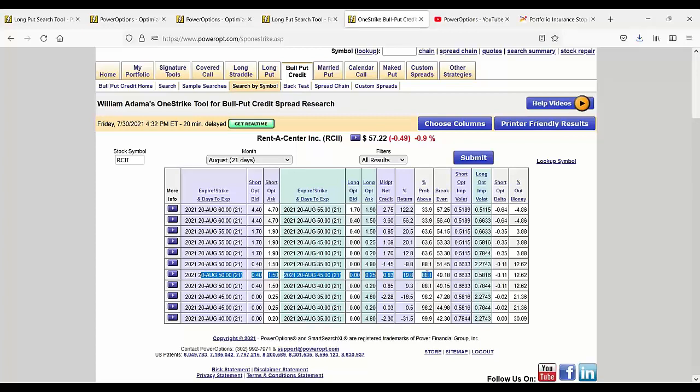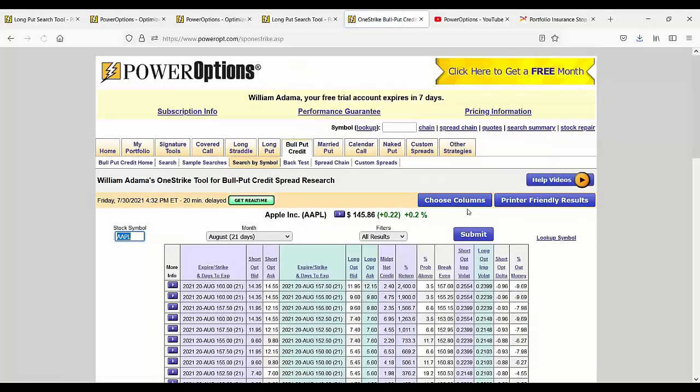I chose this one because I was looking at it as a married put, because it has earnings coming up on 8-4, as we saw at the beginning of the presentation. Do not do a bull put credit spread, bear call credit spread, or debit spread on RCII because earnings are coming up on the 4th of August. But with things like Apple and Amazon, there are too many strikes. There are too many expirations, okay? It doesn't do what you want.